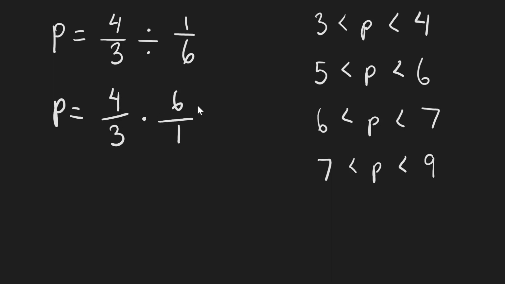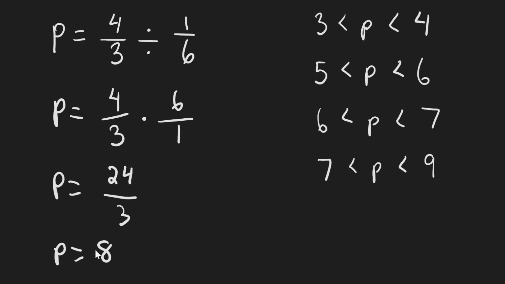And when we multiply fractions, we multiply across. And so we get p equals 4 times 6 is 24, and 3 times 1 is 3. And so p is 24/3. Now, any fraction is really a division problem. So this is 24 divided by 3, and 24 divided by 3 is 8.